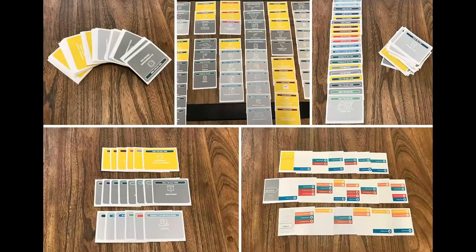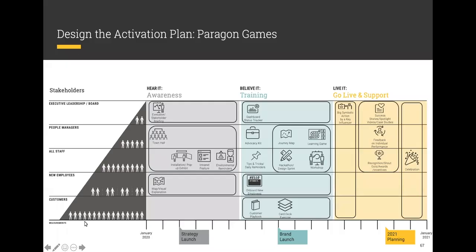By reviewing the stakeholder analysis, the barriers to change work, and the interventions that we've chosen, we can add and subtract building blocks until all of our bases are covered. And for Paragon, it's going to look something like this. This is the activation plan that we developed as a result of the work with Paragon.